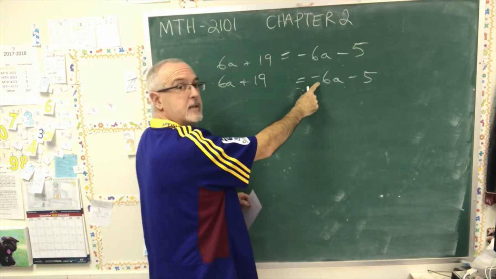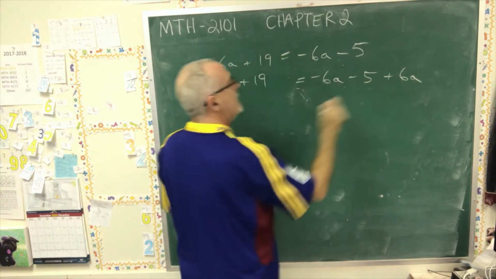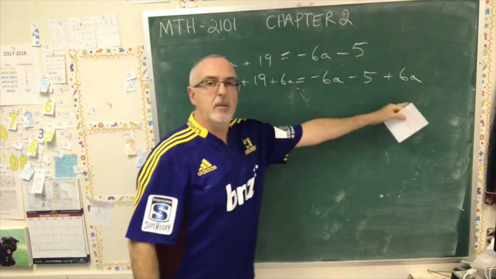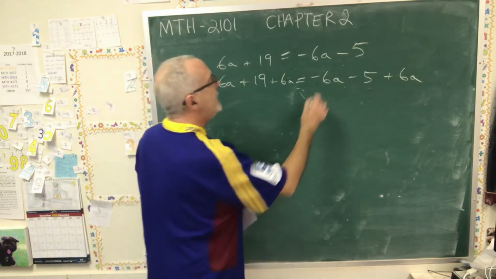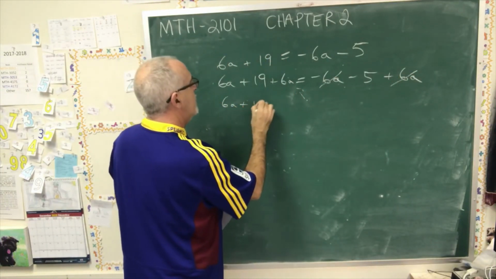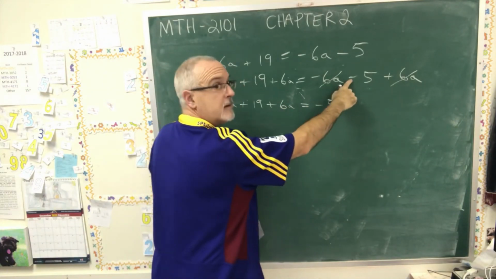I have a minus 6a here, and I'm going to do the opposite. I'm going to add a 6a so that I can get them to cancel, which means I have to add 6a on the other side. I'm adding 6a's to both sides. I'm not using the shortcut. These cancel though, and I have 6a plus 19 plus 6a equals negative 5. Remember, that minus sign's still there.